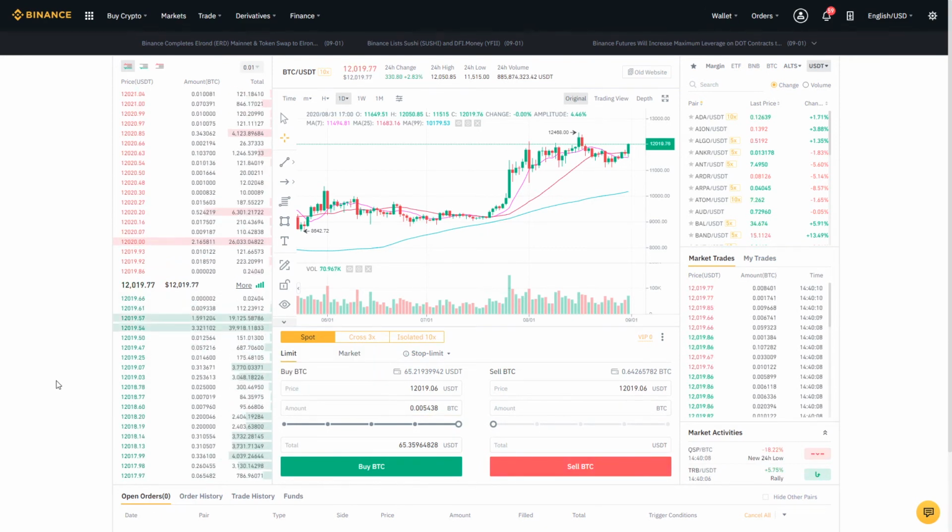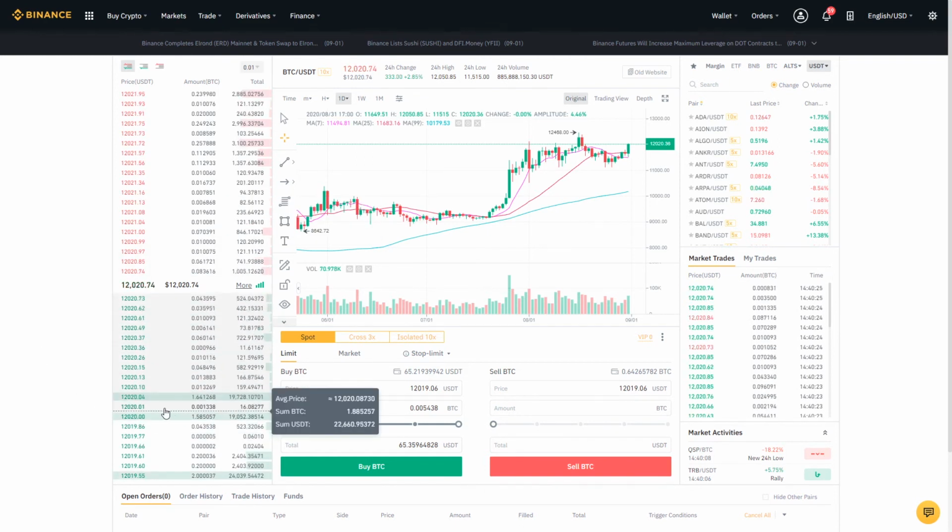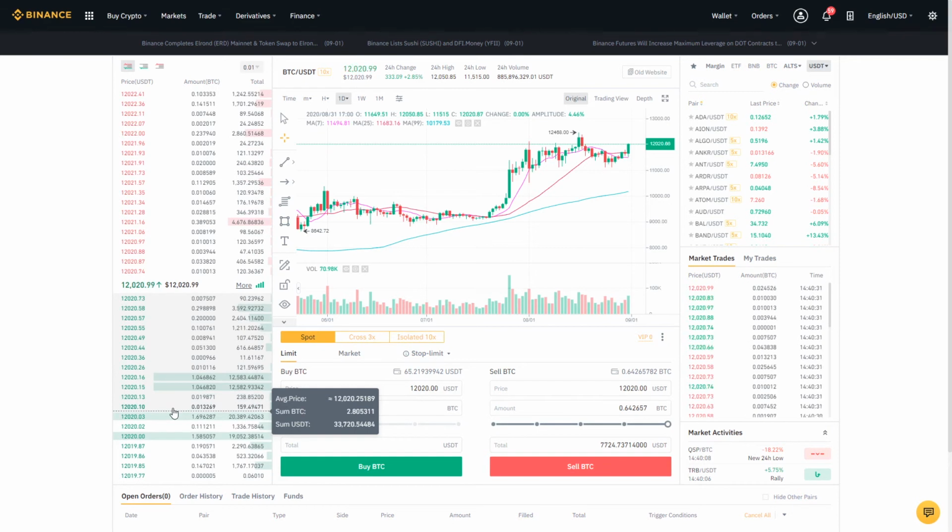If we didn't want the order to execute immediately, the way that we would do this is by placing an open order on the books so that somebody else on the exchange can take our order. For example, say we were buying Bitcoin, we could place an order down here. This order would not be executed immediately. It would be placed on the exchange, and then it will stay on the exchange until somebody takes the order.